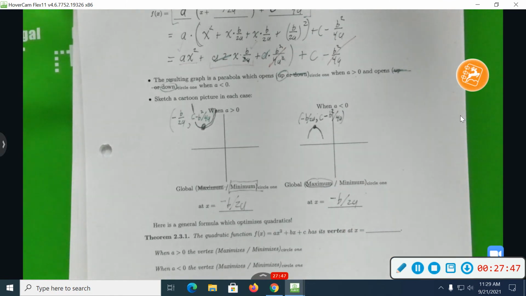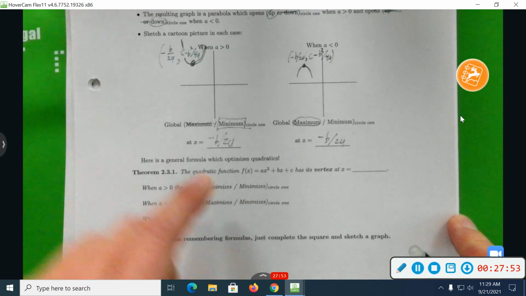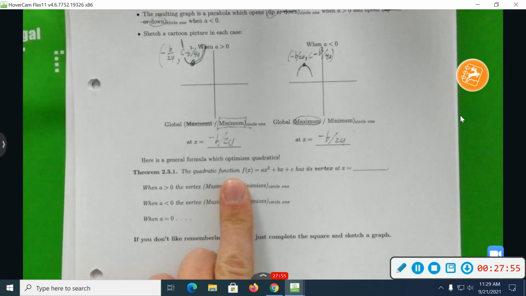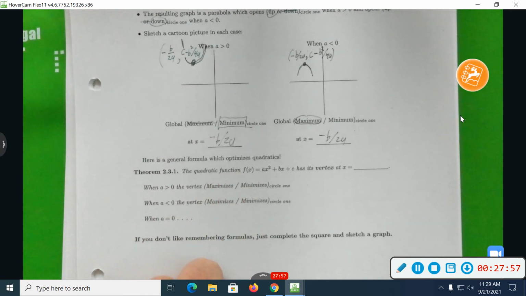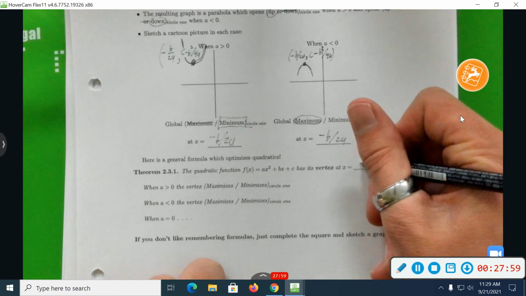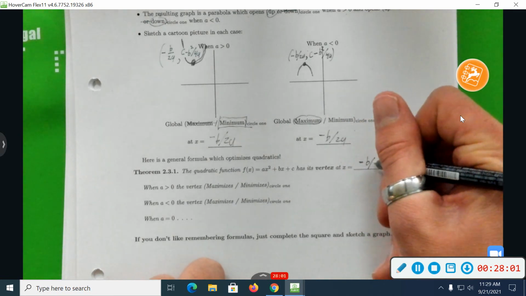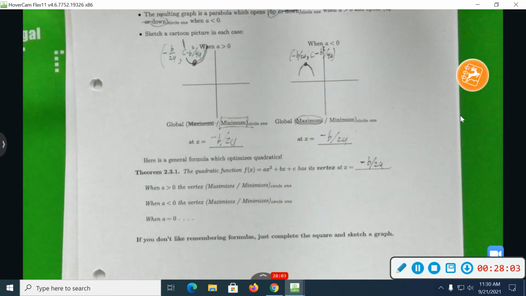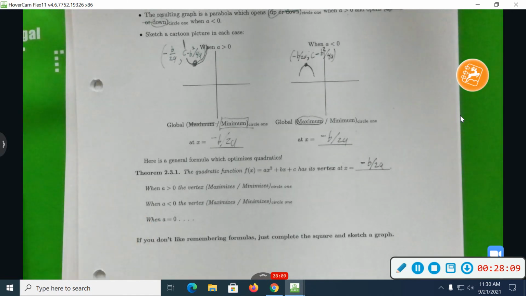So, let's write down the takeaway. That waxed a little bit technical, but let's pull it back to this idea of optimization. Any quadratic function, f of x equal to ax squared plus bx plus c, has its vertex at x equal to negative b over 2a. On the one hand, that formula tells you what the y value of the vertex is. So I guess I may as well write it down.